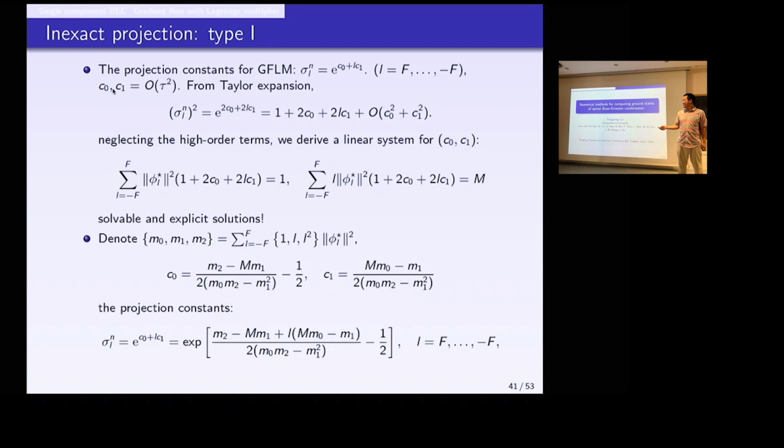And this quantity is non-zero as long as at least two components are non-zero, so this denominator is non-zero. So you will see these constants are well defined and are explicitly given here. And we plug them back, then we get positive projection constants. But the price is that, because this is an approximation to the exponential, after doing the projection the constraints are not exactly satisfied.